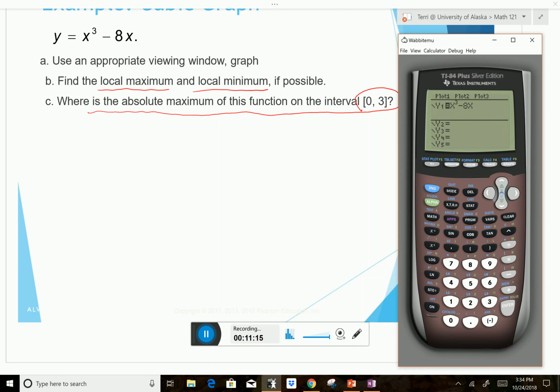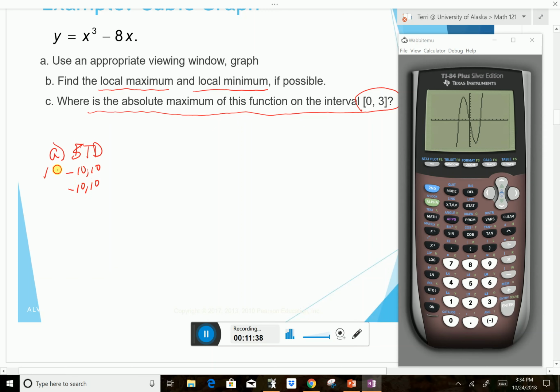So all I'm going to do right now is zoom this to 6. And let's just look at it. Okay, is that an appropriate viewing window? And the answer is yes, it is. I just use the standard negative 10 to 10, negative 10 to 10. And I can see the intercepts and the turning points. So I can see what I need to see. So it is an appropriate viewing window.